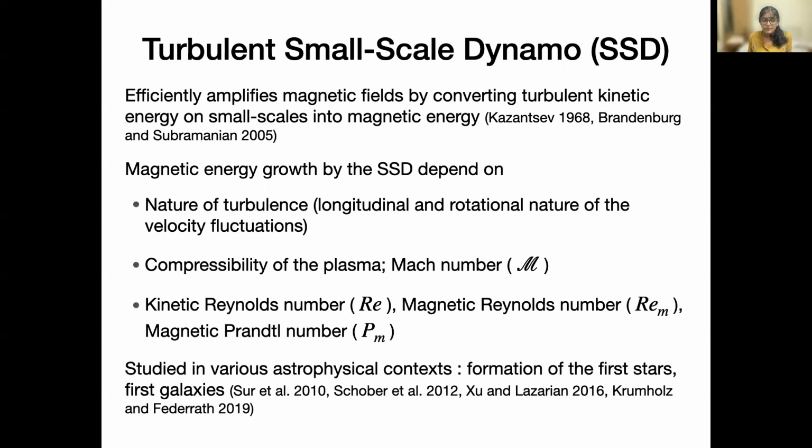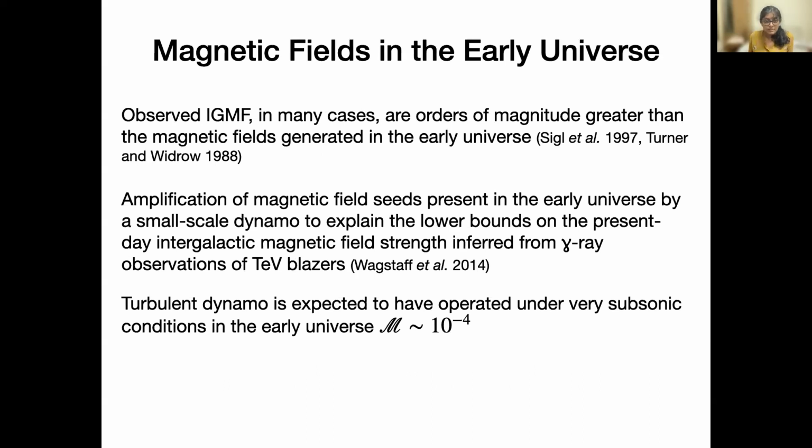Prandtl number. The small-scale dynamo has been studied in different astrophysical settings, for example, the formation of first stars and first galaxies. Now coming back to the early universe dynamo, Wagstaff et al. find that turbulence can be injected in the primordial plasma due to primordial density perturbations or first-order phase transitions that may occur in the early universe. The velocity fluctuations injected by these mechanisms are primarily longitudinal or compressive in nature.